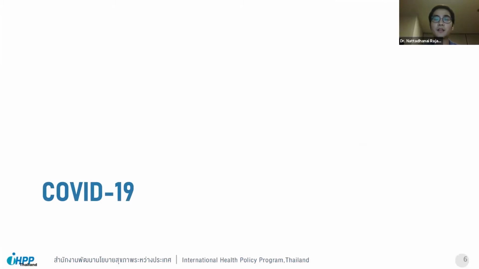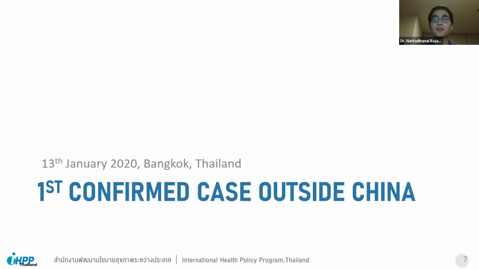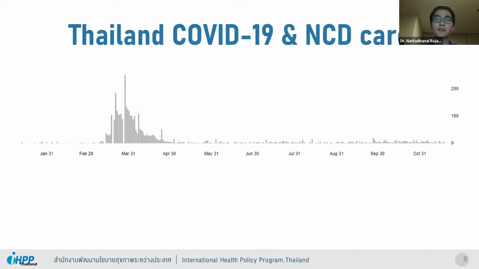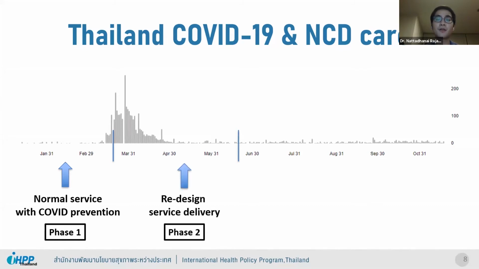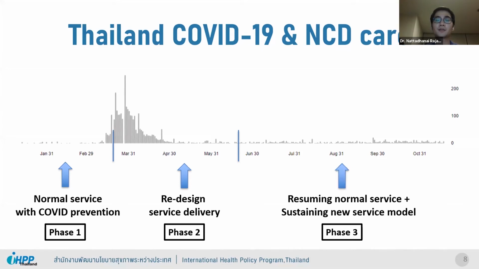Then came COVID-19. On 13 January this year, Thailand reported the first confirmed COVID case outside China. The COVID situation in Thailand can be divided into 3 phases. Phase 1, the beginning of the outbreak. The health system still provided normal services, but with added COVID prevention. Phase 2, the peak of the outbreak. Thailand redesigned service delivery to maintain care for every patient. Phase 3, the outbreak subsided. Thailand resumed normal services, also sustaining the new service delivery developed during the outbreak.